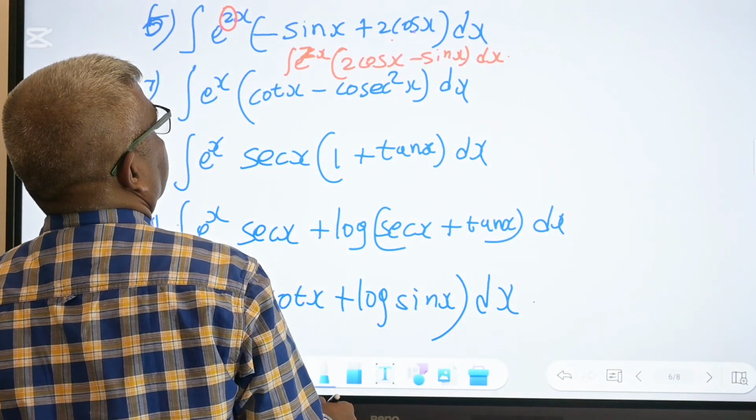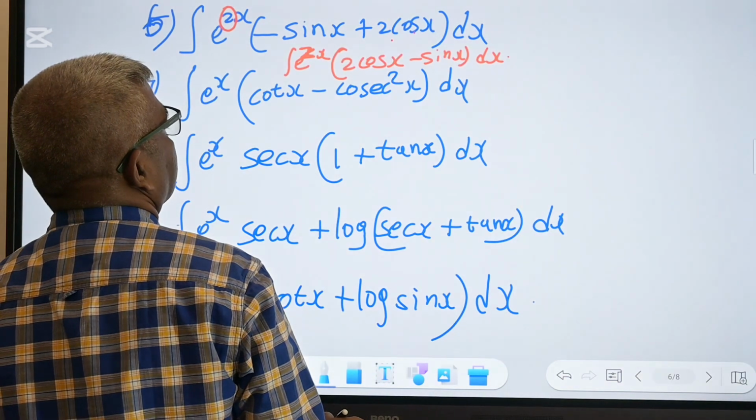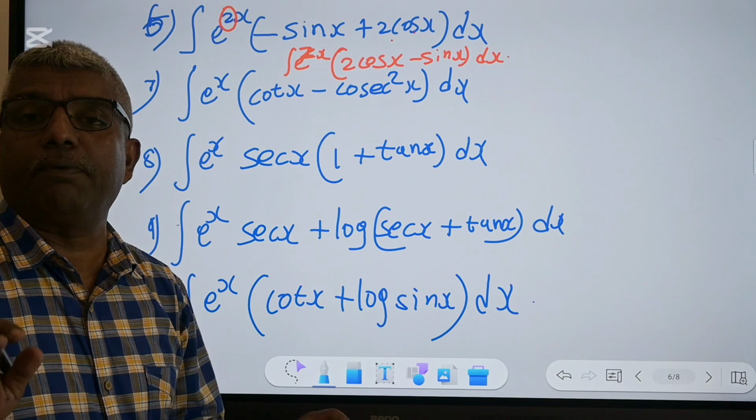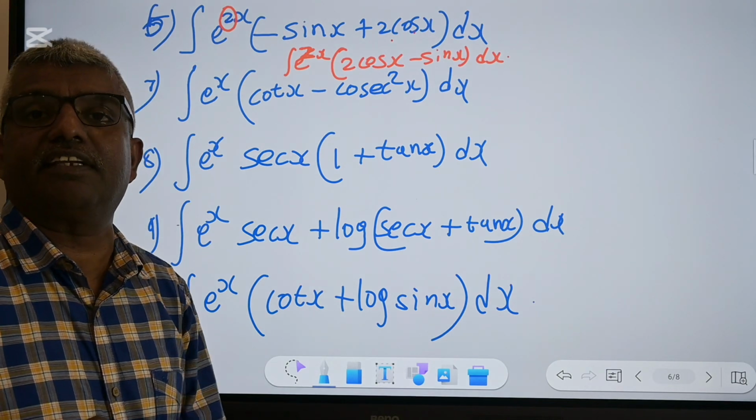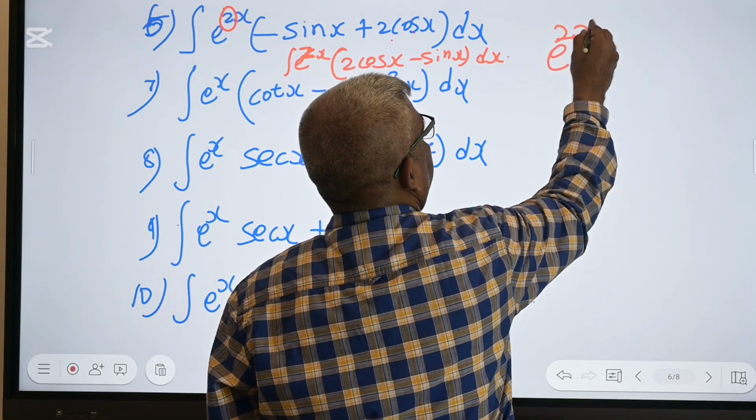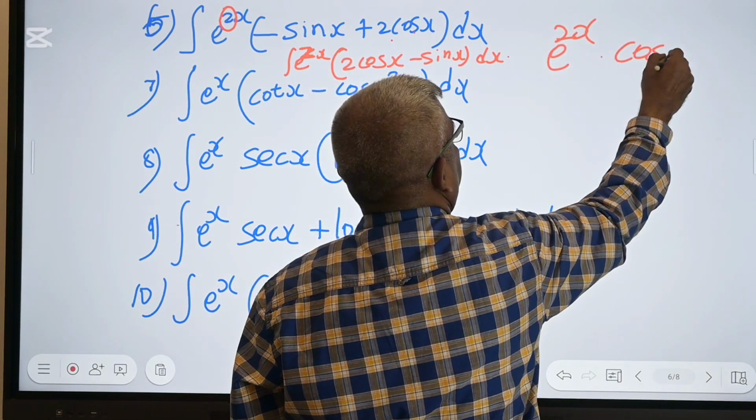So the answer is e power 2x, not k f of x answer. E power kx f of x. So the answer is e power 2x cos x. That's all.